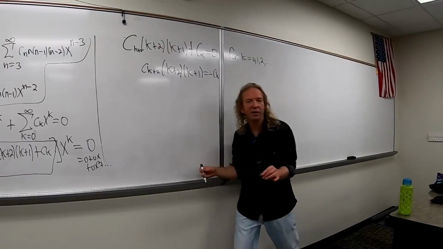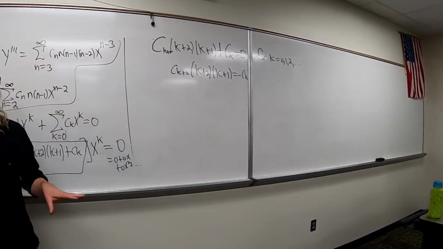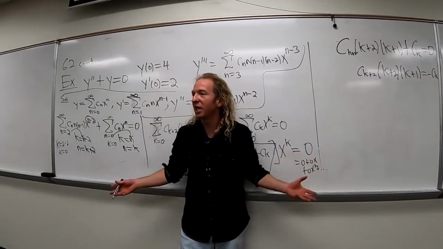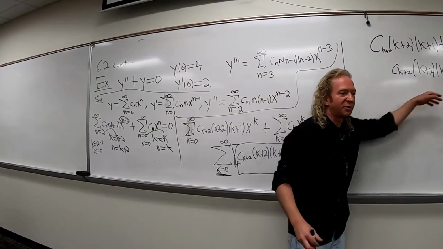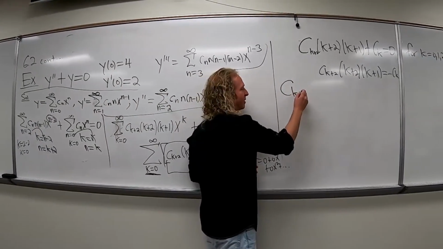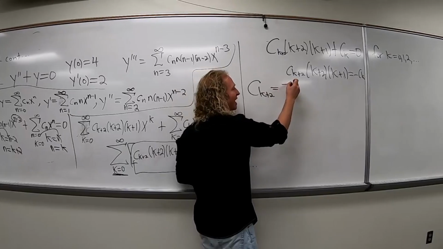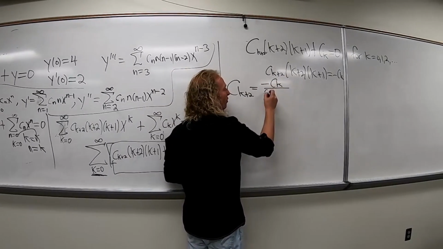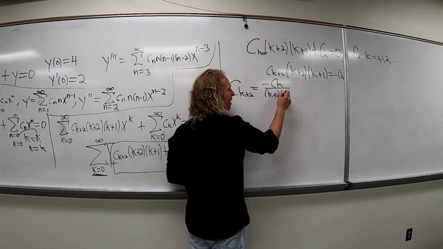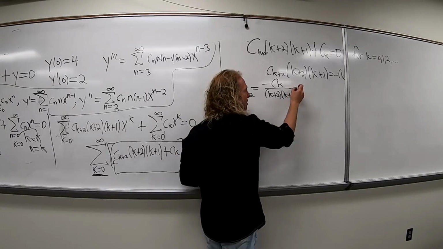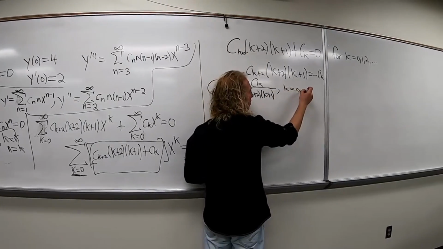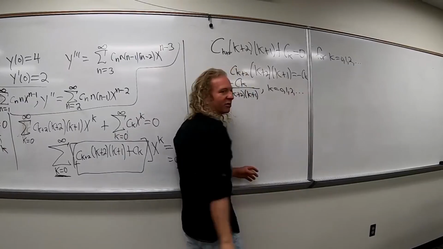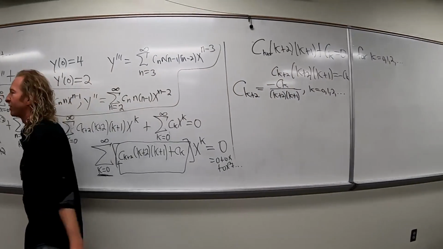Always solve for the one with the bigger subscript every single time. Why? Because it works. You'll get the answer. Then just divide by this. So we have c sub k plus 2 equals negative c_k over (k plus 2)(k plus 1), and this is valid for k equals 0, 1, 2, etc. So we're here.